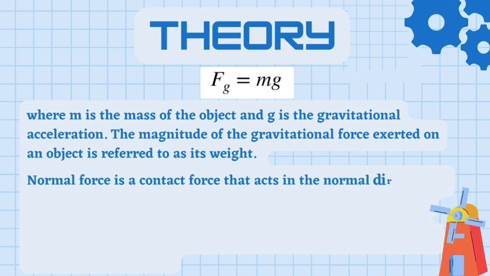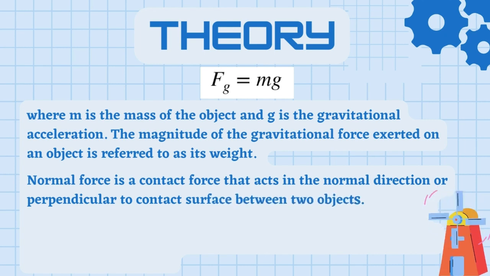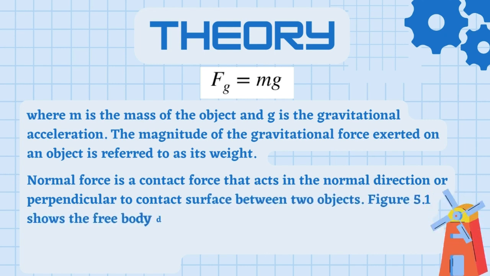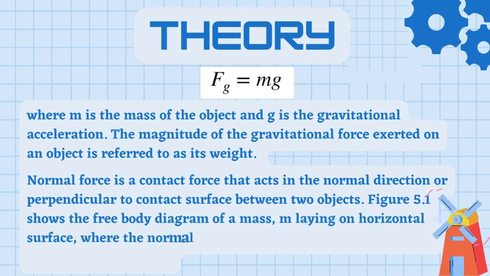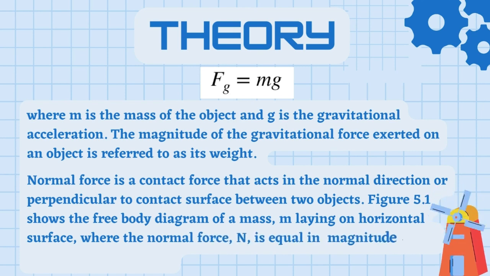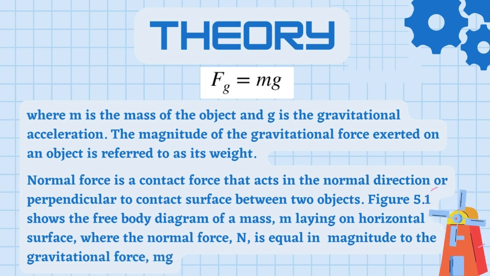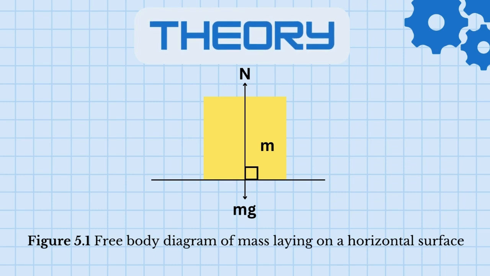Normal force is a contact force that acts in the normal direction, or perpendicular to the contact surface between two objects. Figure 5.1 shows the free body diagram of a mass m lying on a horizontal surface, where the normal force is equal in magnitude to the gravitational force mg. From the free body diagram, the direction of weight, or mg, is always downward, and the normal force N is perpendicular to the surface.